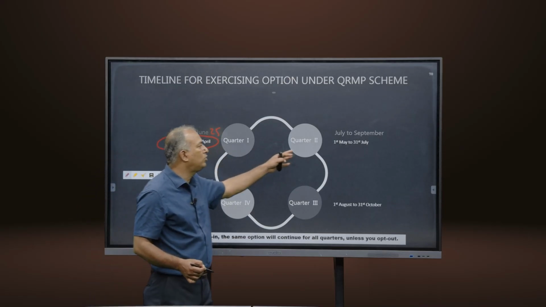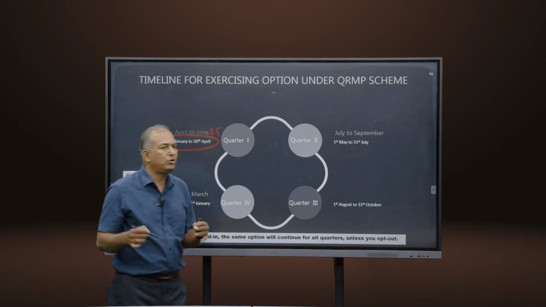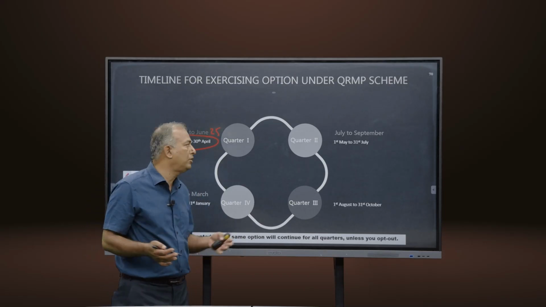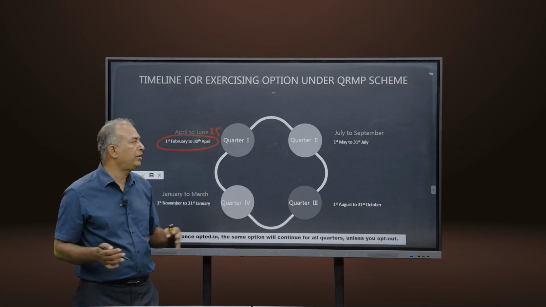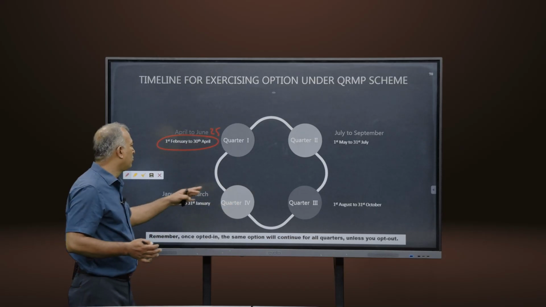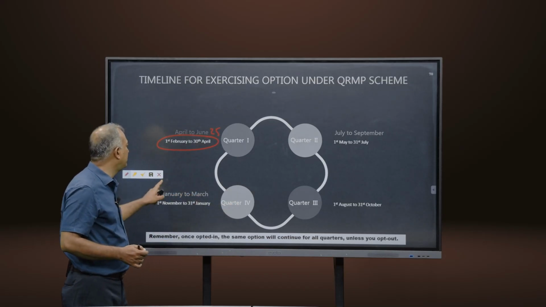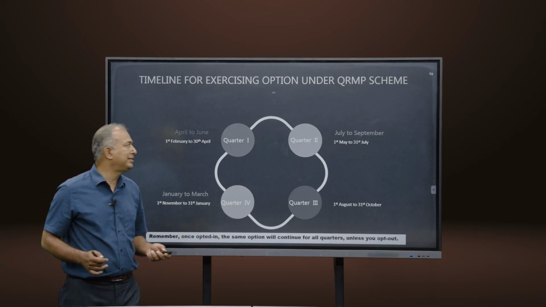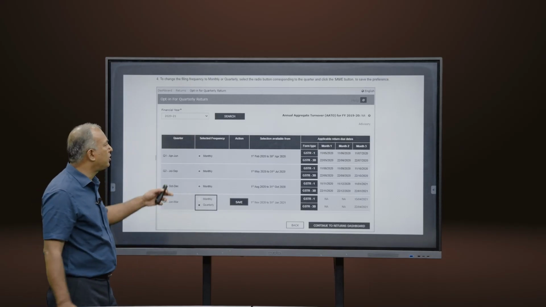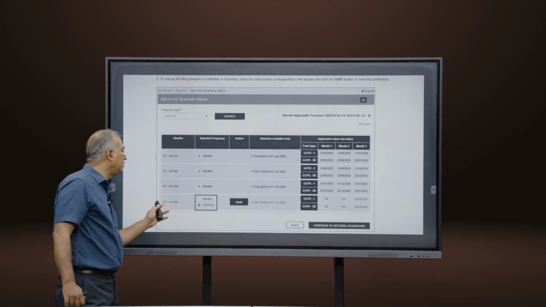Similarly, for quarter 2, it has to be done between 1st of May 2025 and 31st of July 2025, if it is this particular financial year. Quarter 3 and quarter 4 have their respective dates in which he has to exercise this option. Exercising the option happens on the GST portal, where the taxpayer now has the option.